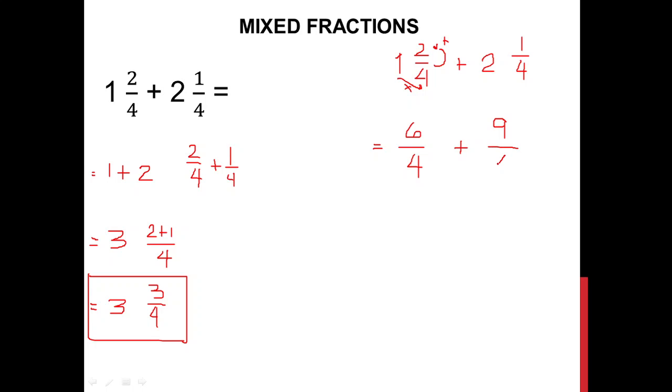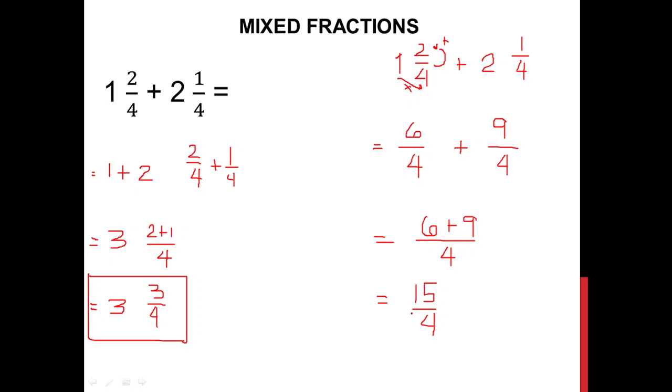Copy the denominator. So here we already have similar fractions, so we'll just copy the denominator 4 and then add the numerators, 6 plus 9. So you have 15 over 4. Now here we have an improper fraction. So we need to transform this one into a mixed fraction.